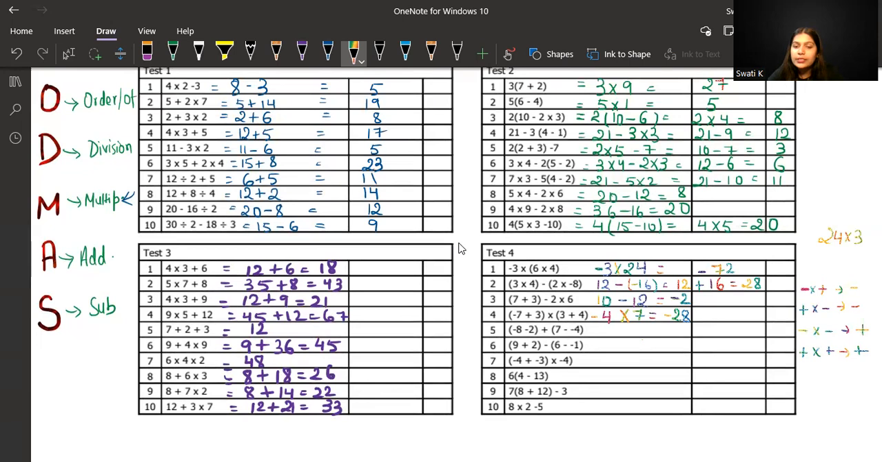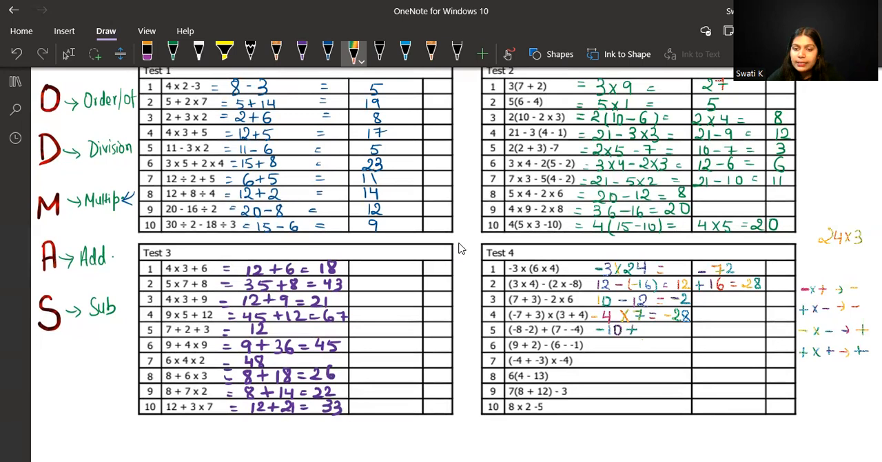Now, next question is minus 8 minus 2. Same operation, like same sign. So we have to add this. So minus 8 minus 2 will become minus 10 because we have to add it. So I added 8 plus 2, 10. And the sign will be the sign before the bigger number. So that is 8, and the sign before that is minus.